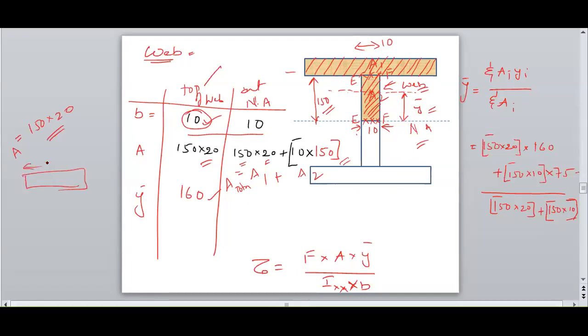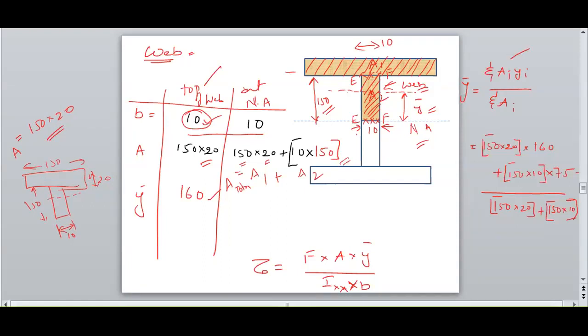So the width of the top flange is 150 and its thickness is 20. The depth of the web is 150 and the width is 10. Now I need to find out the centroid of this composite section. Individually, I need to find the centroid by using the formulas.